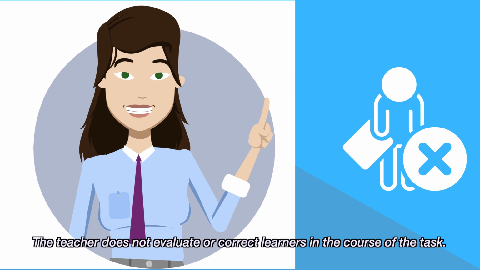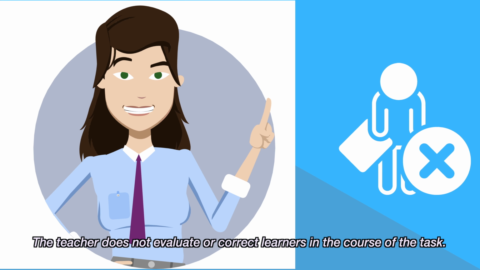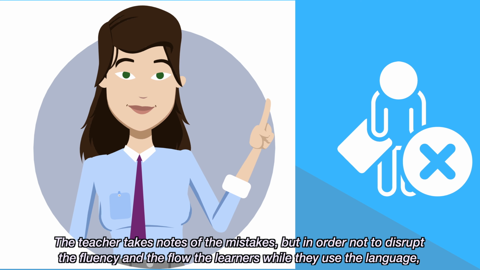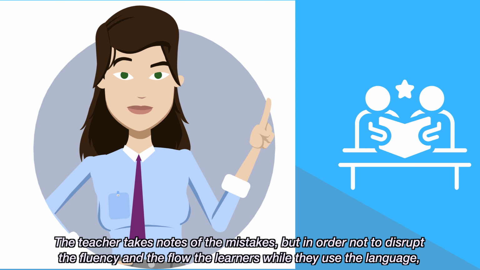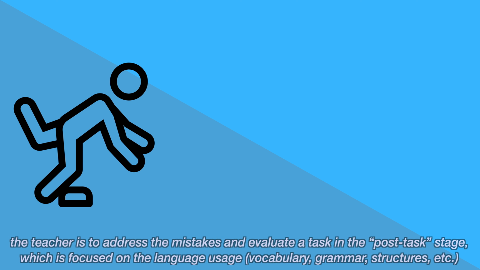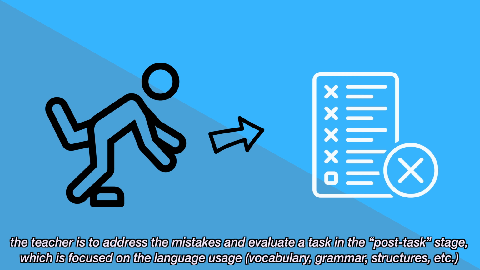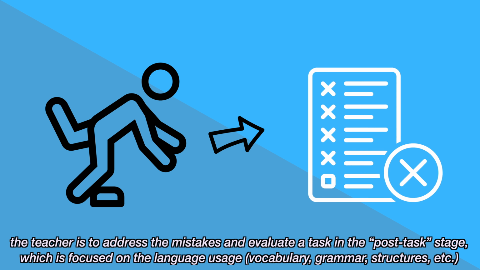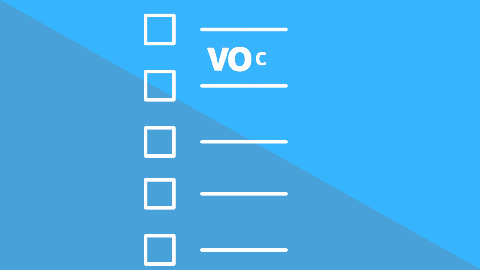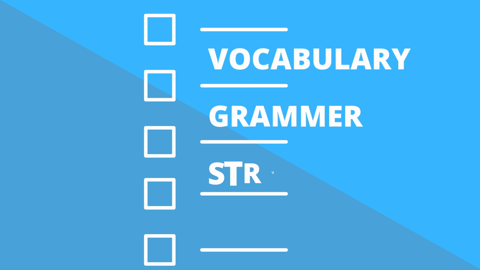The teacher does not evaluate or correct learners in the course of the task. The teacher takes notes of the mistakes, but in order not to disrupt the fluency and the flow of the learners while they use the language, the teacher is to address the mistakes and evaluate a task in the post-task stage, which is focused on the language usage, vocabulary, grammar, structures, etc.